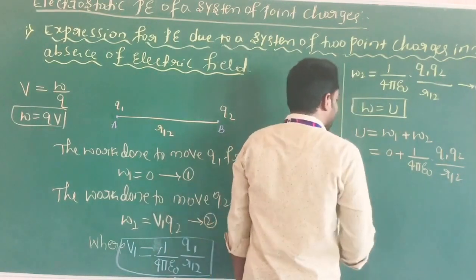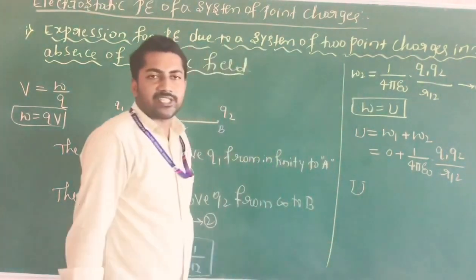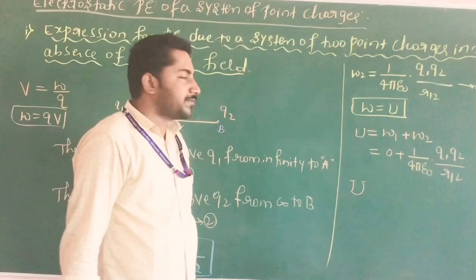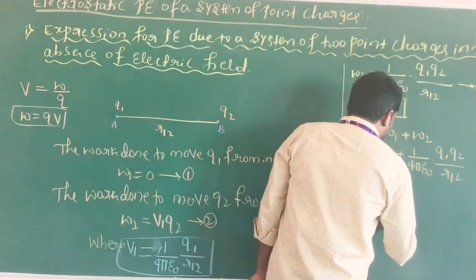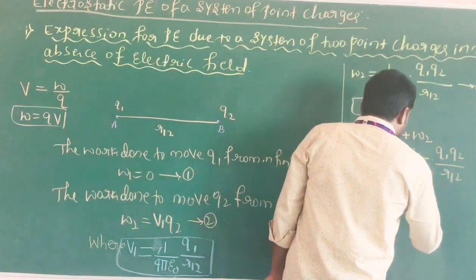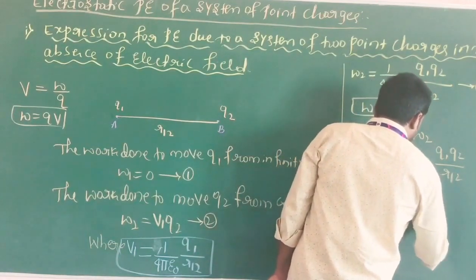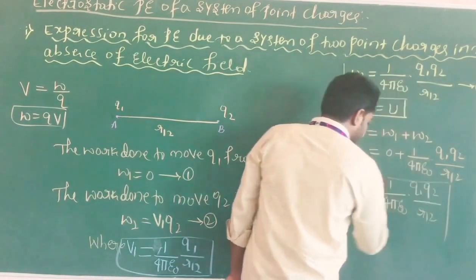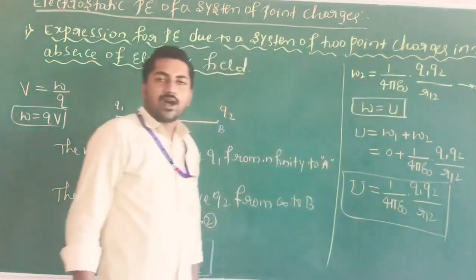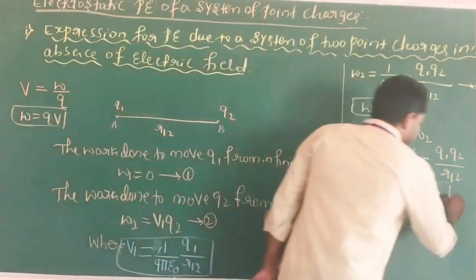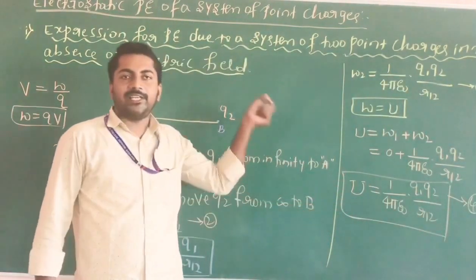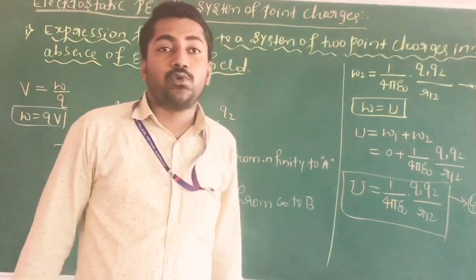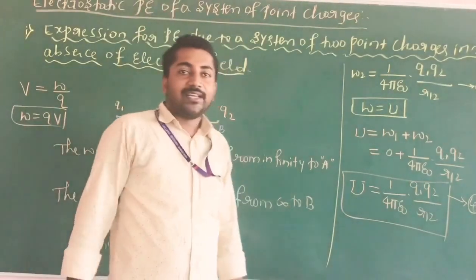The electrostatic potential energy due to the system of 2 point charges in the absence of electric field, that is U is equal to 1 divided by 4 pi epsilon naught Q1 into Q2 divided by R12, which is the desired expression for potential energy due to the system of 2 point charges in the absence of electric field.